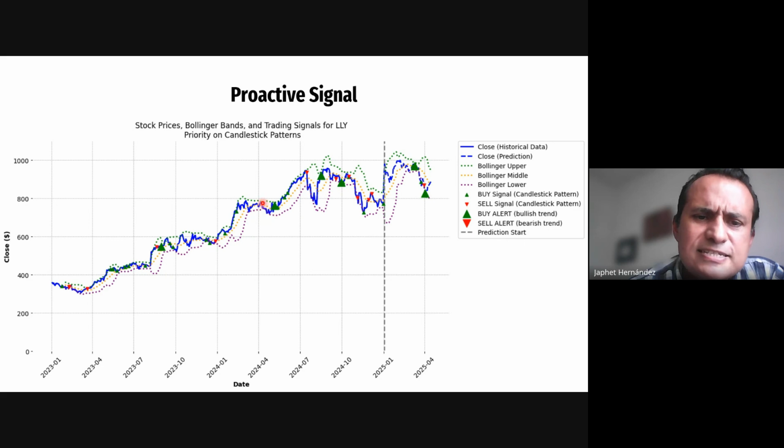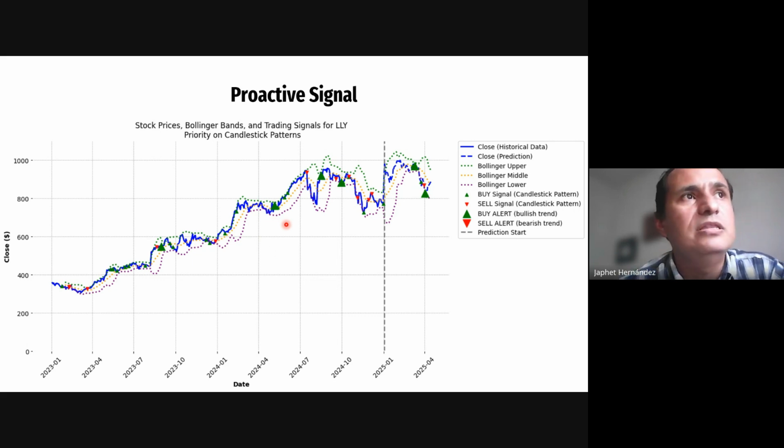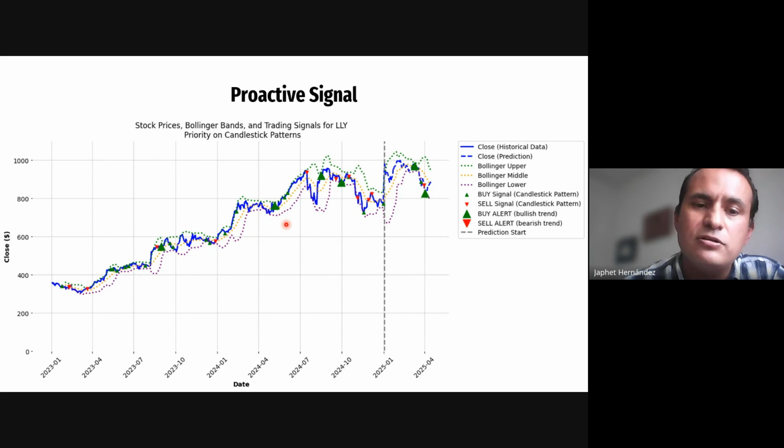But these signals are well suited for giving proactive signals. So what is the proactive attitude that a trader must have? Okay, I have a proactive signal. I will watch the performance of the stock and find the highest moment until my risk appetite is satisfied, right?